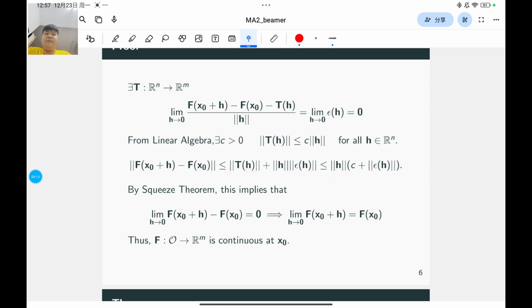So when h goes to 0, this part is 0 times c plus 0, which is 0. Then obviously, the length of f(x0 + h) minus f(x0) is greater than or equal to 0. Thus, by the squeeze theorem, this implies that the limit of f(x0 + h) minus f(x0) is equal to 0. So the function is continuous at x0.